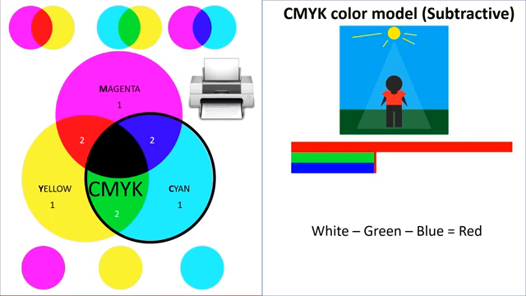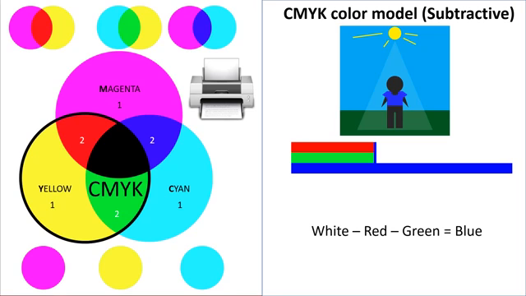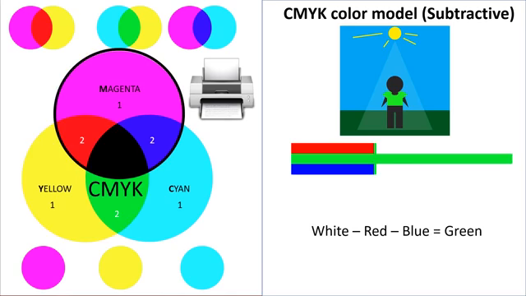Now for clarification, let's look at a slightly different example. So if our shirt is blue, then it would absorb all the colors that hit it except for blue, and we'd see blue. White minus red and green equals blue, subtractive. And finally, if we were wearing a green shirt, then the equation becomes white minus red and blue equals green.